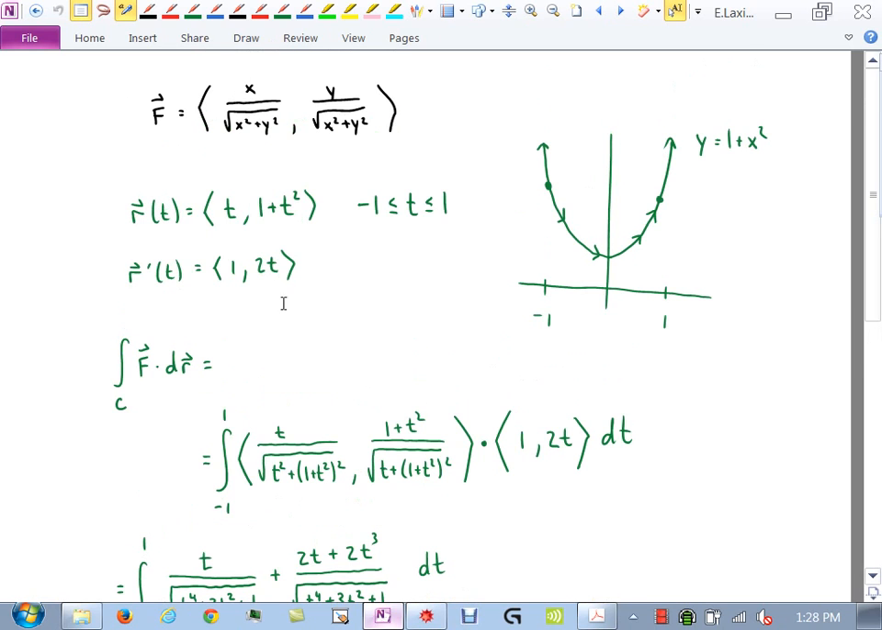Okay, now I need my capital F, my vector field, dotted with dr. That means I go integral a to b, -1 to 1. What is this vector here? That's capital F, but what? I replaced x with t, x here with t, and replaced all my y's with 1 plus t squared. So that's what's happening when we plug a vector function into our vector field. All the parametric equations go in.